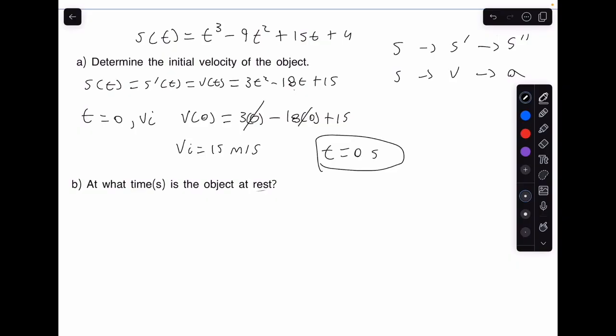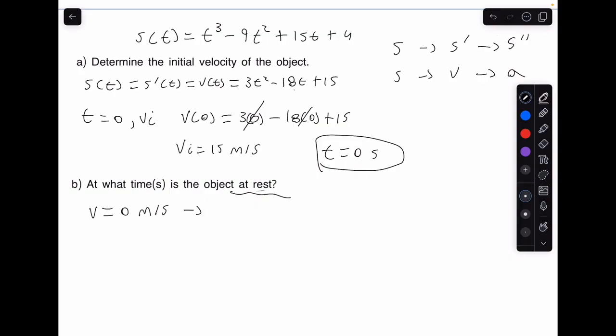Okay, B. B says at what time is the object at rest? Or what times? So there could be more than one time the object is not moving. At rest just means not moving. Not moving refers to velocity, right? It refers to speed. What is your speed when you're not moving? Your speed when you're not moving is 0 meters per second.